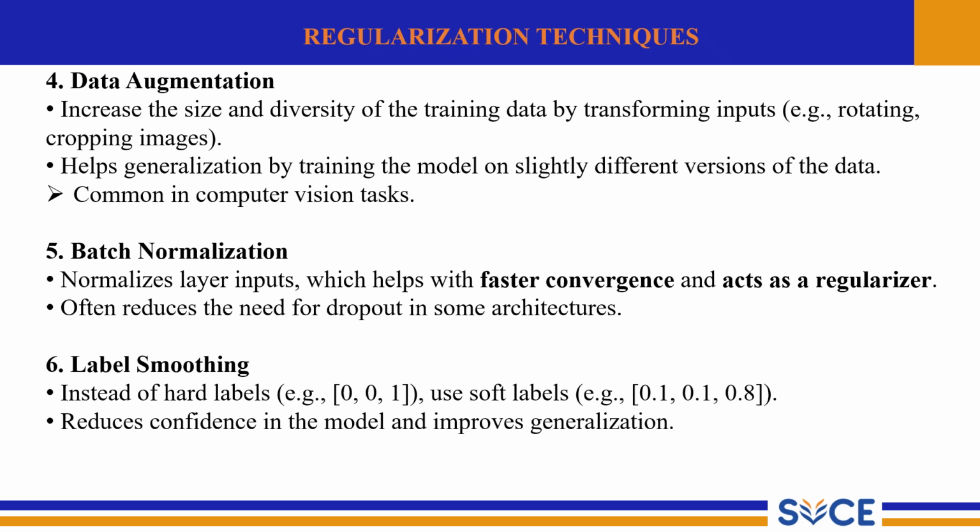Third one is label smoothing. In label smoothing, instead of using hard labels like 0, 0, 1, we use soft labels such as 0.1, 0.1, 0.8. This reduces the model's confidence in its predictions, discourages overfitting, and improves generalization. Label smoothing is particularly useful in classification tasks where models tend to become overly confident. Together, these techniques, data augmentation, batch normalization, and label smoothing, make our models more robust, efficient, and better suited for real-world applications.